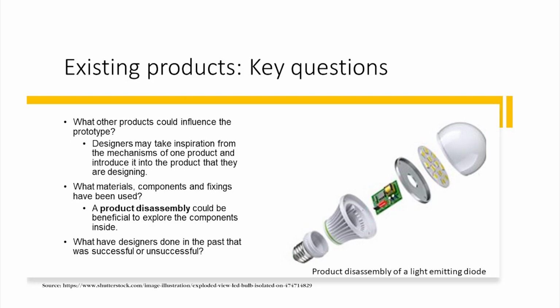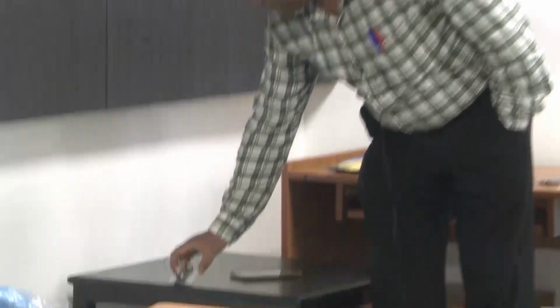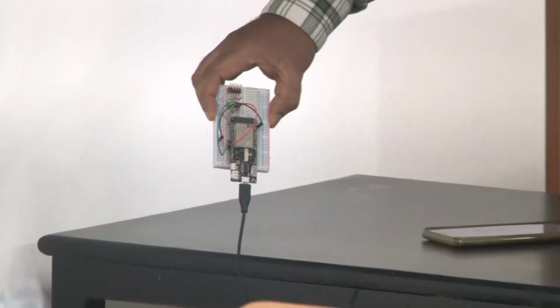I think at this point, we can take an IoT break time and see how an IoT product works. So, what I am going to do now is illustrate an IoT device. Let us closely look at this device. Everyone can see this.